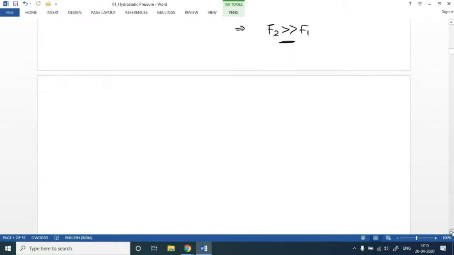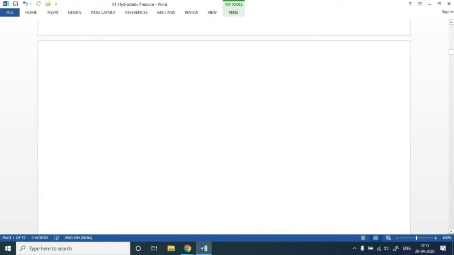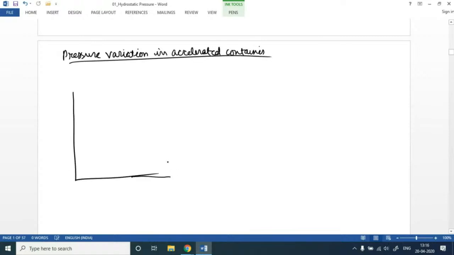And now we have studied the pressure variation in a non-accelerated container. So now let's look at the concept of pressure variation in accelerated container. Say we have a container, and this is the horizontal direction, and let's say it is moving horizontally with some acceleration a.